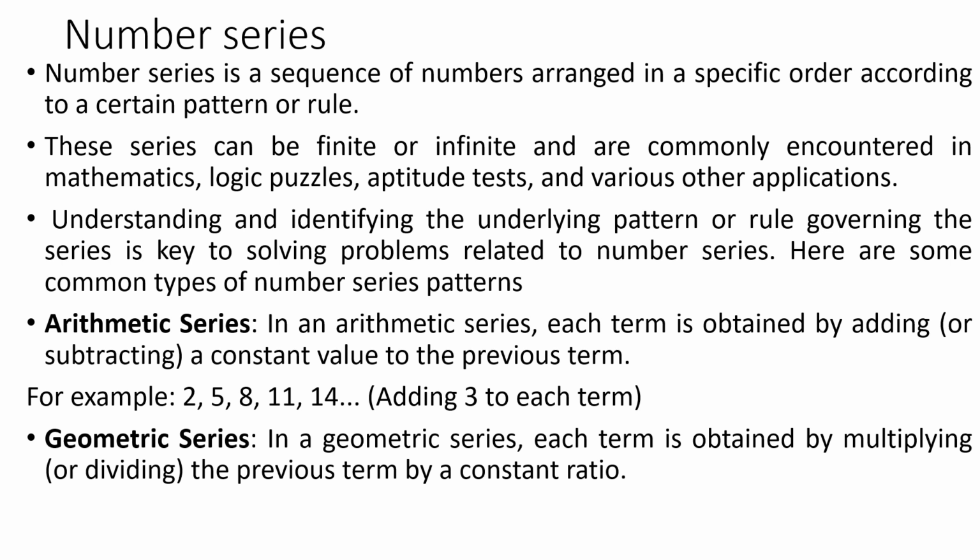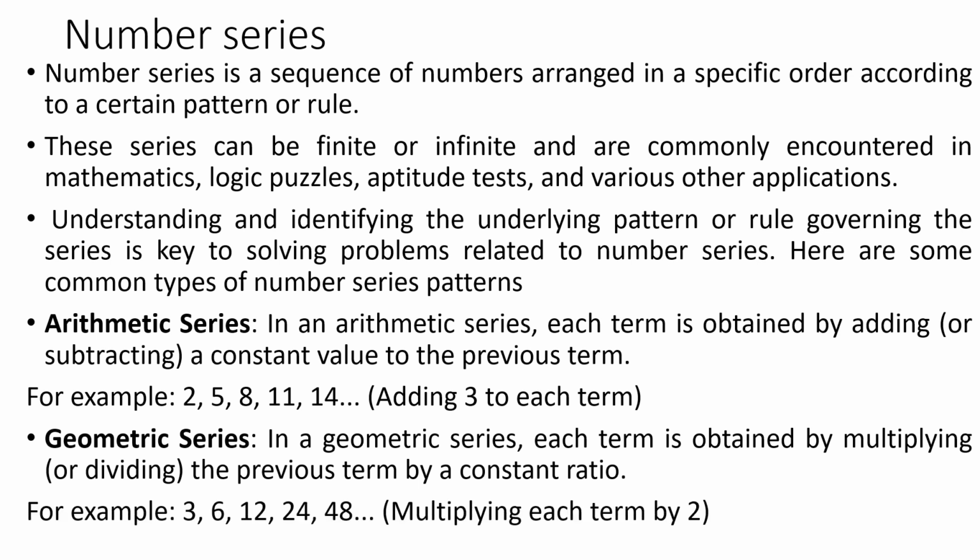Geometric series. Here each term is obtained by multiplying or dividing the previous term by a constant ratio. So in this case, the ratio between two consecutive terms will be constant. For example, 3, 6, 12, 24, 48. If you multiply 3 by 2, you will get 6. 6 into 2 is 12. 12 into 2 is 24. So the ratio between two consecutive terms is 2 here. So this is an example of a geometric series.